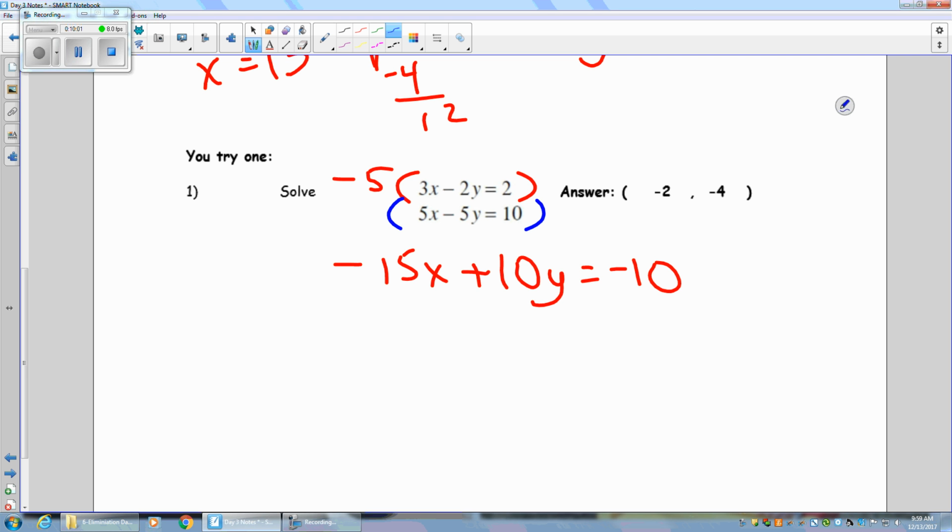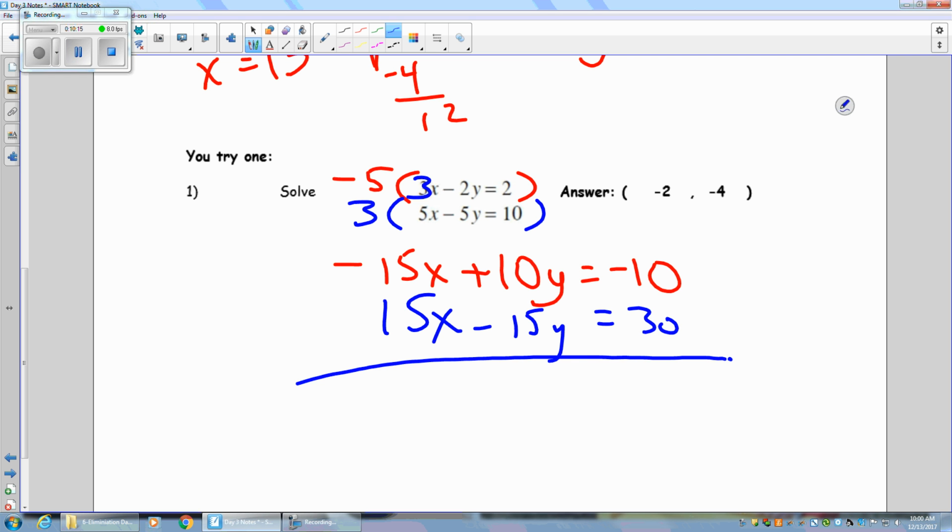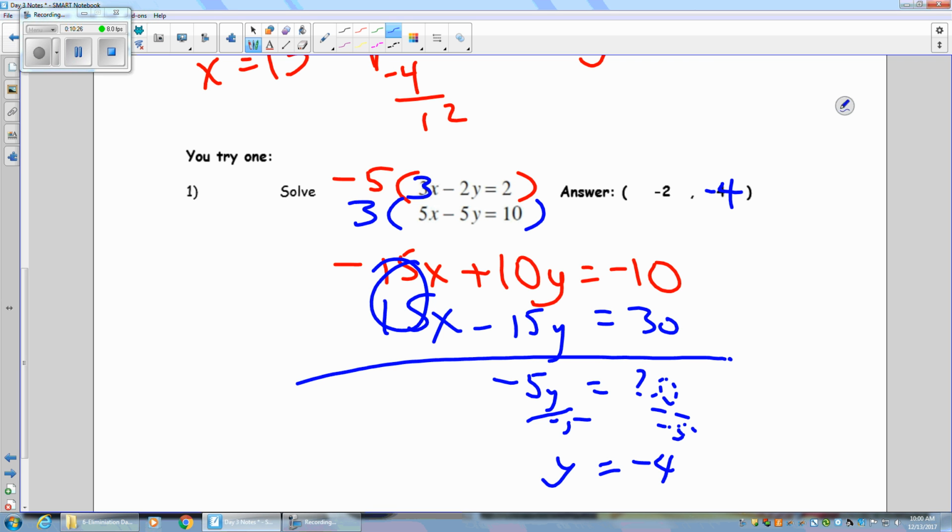All right, so if I want to get rid of the x's, I'm going to multiply by 3 because that's what's right there. To get 15 x's. This one was actually sort of cool because you could have gotten rid of the y's that way as well. Negative 15 y's is 30. Those go away. To get negative 5 y's is 20. Divide both sides by negative 5 to get y is negative 4, just like they stated. So I'm good so far.